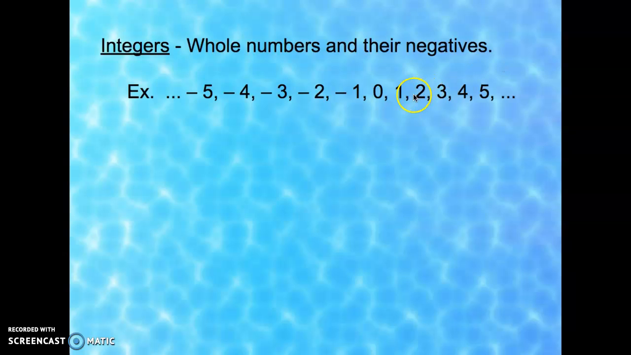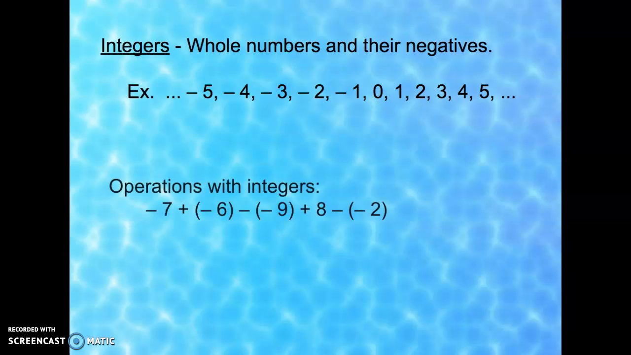So anything from 0, 1, 2, 3, all the way to infinity positive, and then -1, -2, -3, all the way to the left for negative infinity. You notice that integers do not have decimals or fractions, so we are going to be working strictly with whole numbers and their negatives. When we do operations with integers, there's a couple of things I want you to notice.